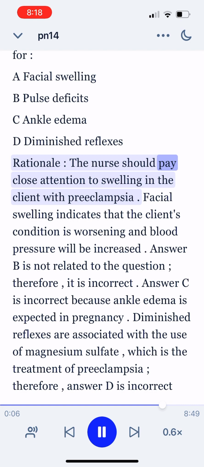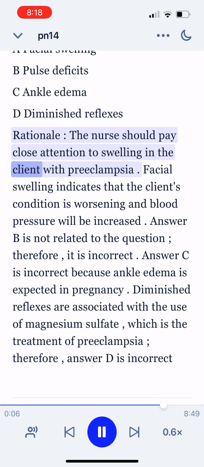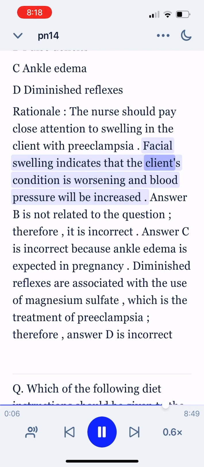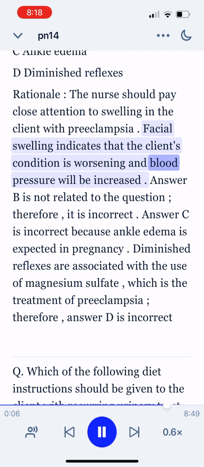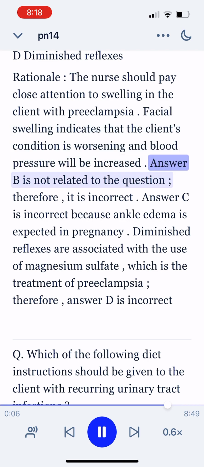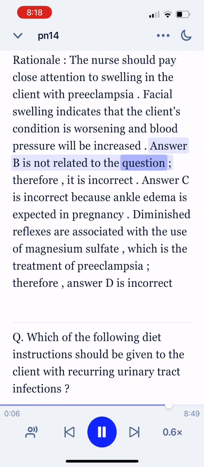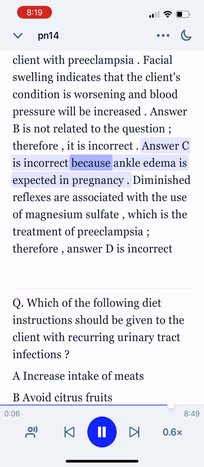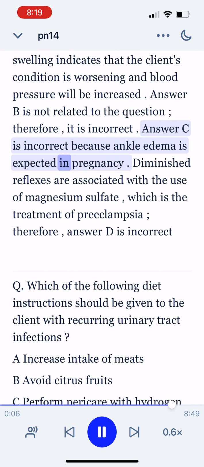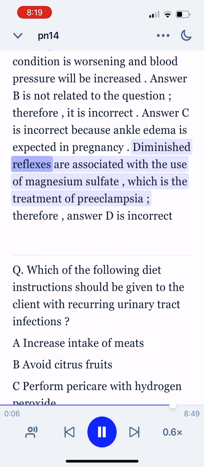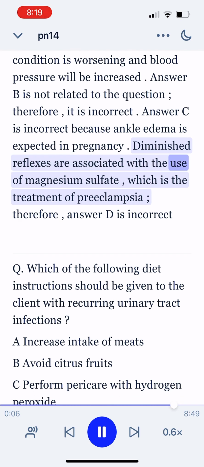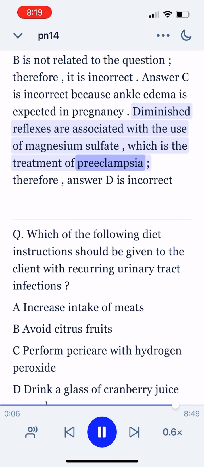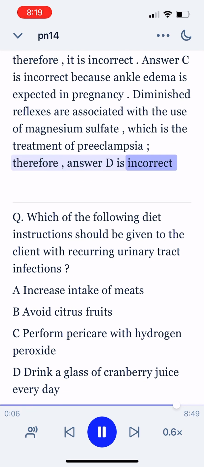Rationale: the nurse should pay close attention to swelling in the client with preeclampsia. Facial swelling indicates that the client's condition is worsening and blood pressure will be increased. Answer B is not related to the question, therefore, it is incorrect. Answer C is incorrect because ankle edema is expected in pregnancy. Diminished reflexes are associated with the use of magnesium sulfate, which is the treatment of preeclampsia. Therefore, answer D is incorrect.